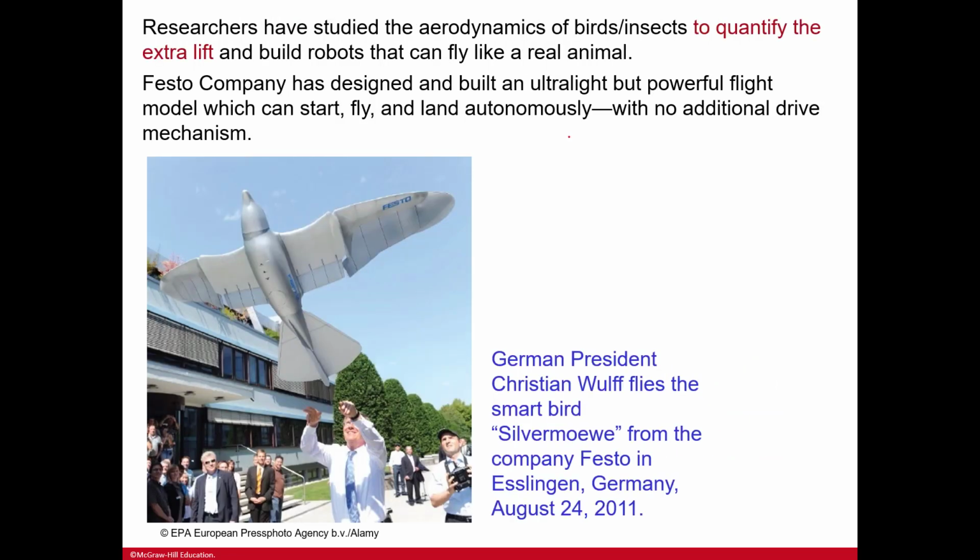Researchers have studied the aerodynamics of birds and insects to quantify the extra lift and build robots that can fly like real animals. Festo Company has designed and built an ultralight but powerful flight model, which can start, fly, and land autonomously with no additional drive mechanism. So that's amazing. Just based on the material, the geometries, the ability for things to bend, maybe the beak can point down, things like that, it doesn't need anything else to drive. It doesn't need anything to apply that force.